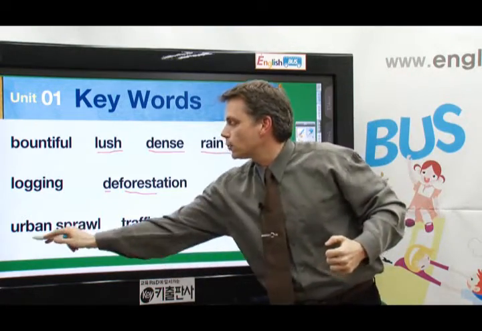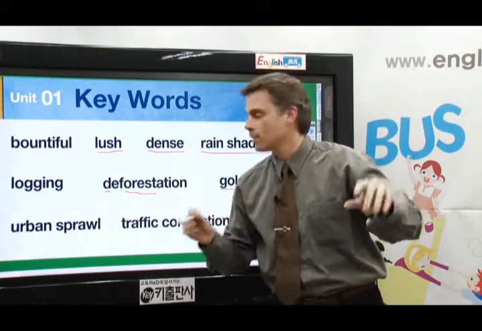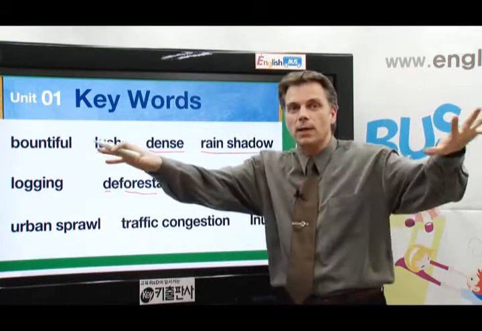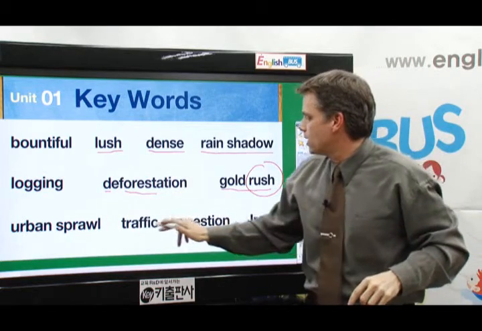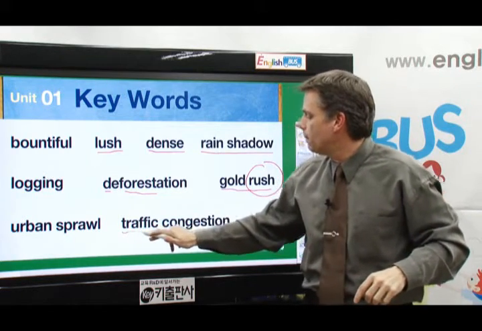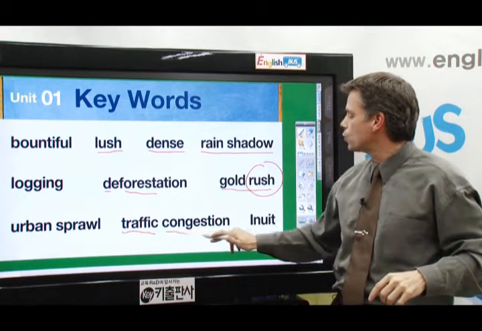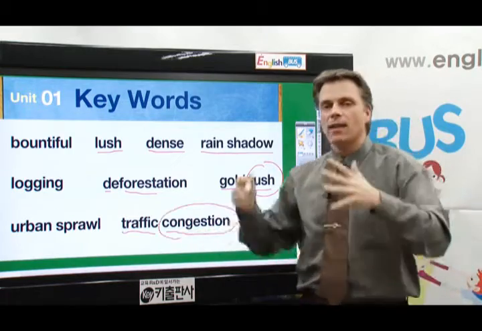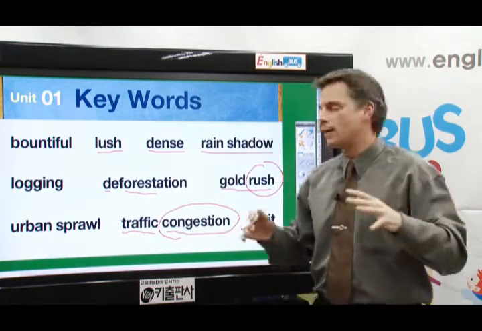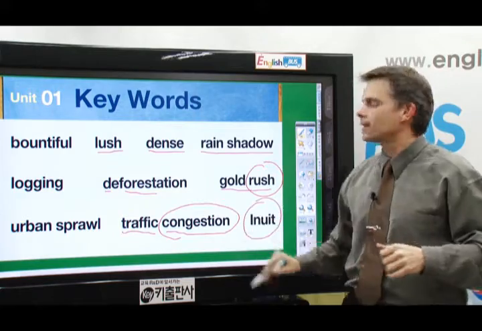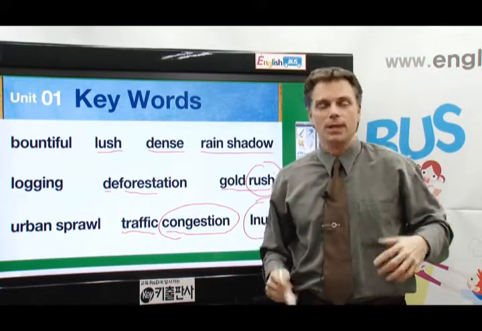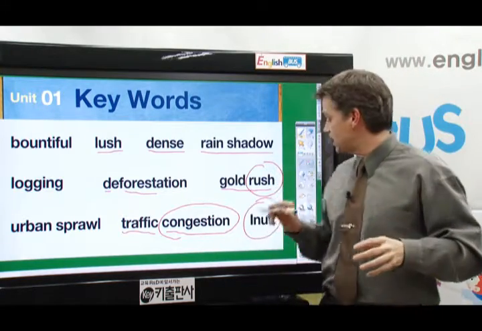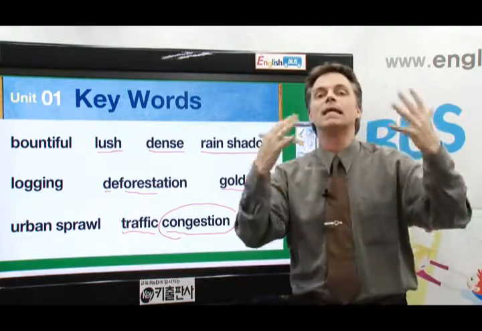Urban sprawl. Urban is city. Now the sprawl is very big and it goes outwards. Traffic congestion. Many, many cars, so crowded that they cannot move. Inuit is Eskimo people. Now these days we say indigenous, but it's the Eskimo people in the north in Alaska.